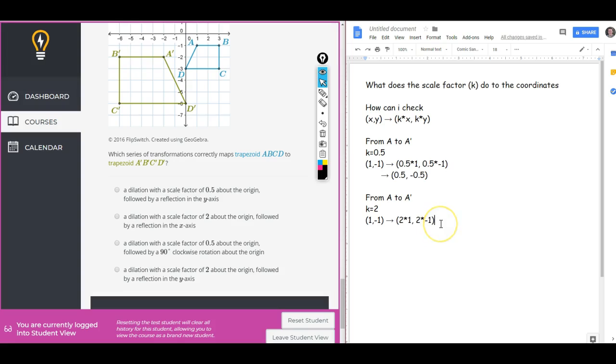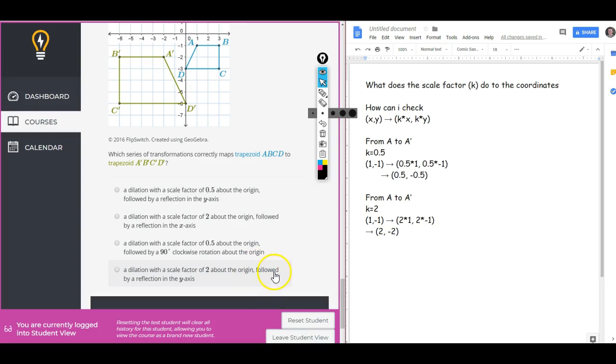So now let's simplify and check. 2 times 1 is 2, and 2 times negative 1 is negative 2. Now, if I check, A prime is negative 2, negative 2. So how come this one is positive, and did I make a mistake? A's x-coordinate is 1, 2 times 1 is 2. So no, we didn't make a mistake. So how can I make this negative? What's happening? Am I missing something?